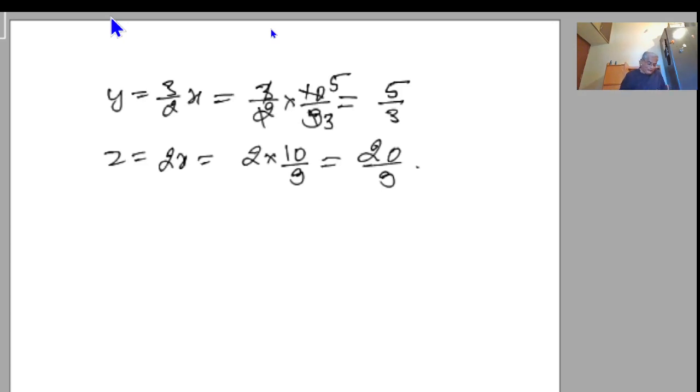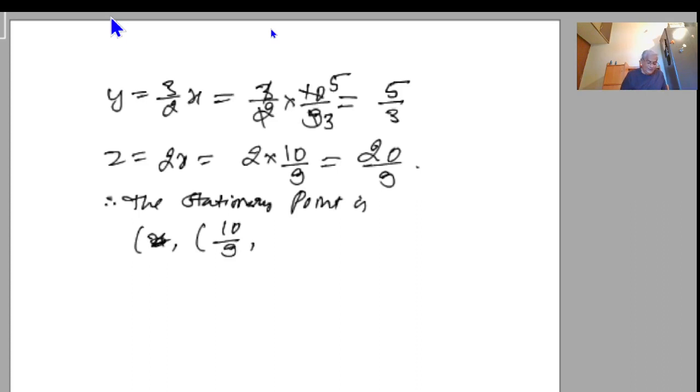And this is the point. Therefore, the stationary point is x as it is. x is equal to how much? 10 by 9. y equal to 5 by 3. And z is equal to 20 by 9.